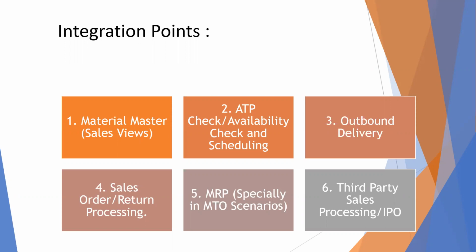And the second is ATP check, that is nothing but available to promise. So availability check is nothing but when the sale order is created in SAP, the system checks the stock availability. So the whole process is called availability check.